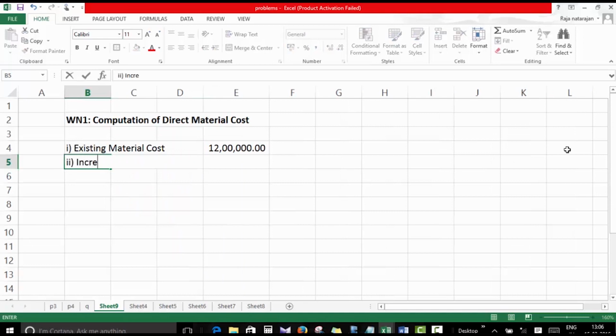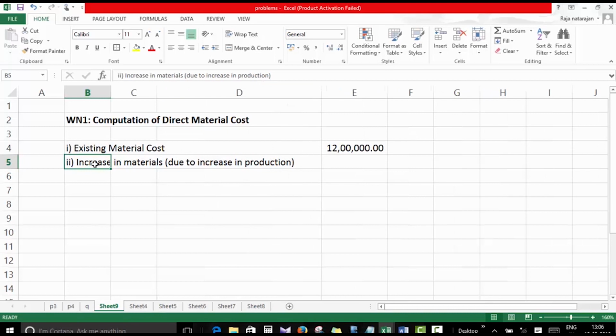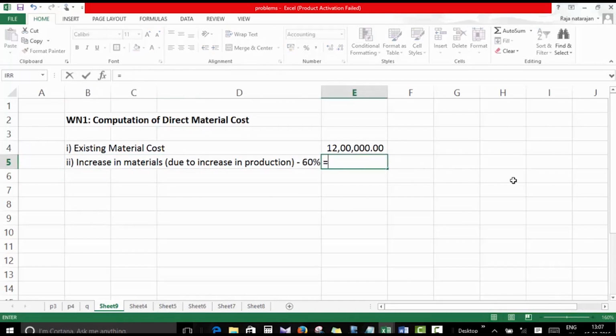Then increase in materials. Why are your materials increasing? Due to increase in volume, due to increase in production. And what is the expected increase? 60%, right? The expected increase is 60%. So let me mention that also, hyphen 60%. So that is going to be 12 lakh into 60 percentage. Since the volume is going up, your material will also go up. You will have 7 lakh 20,000.